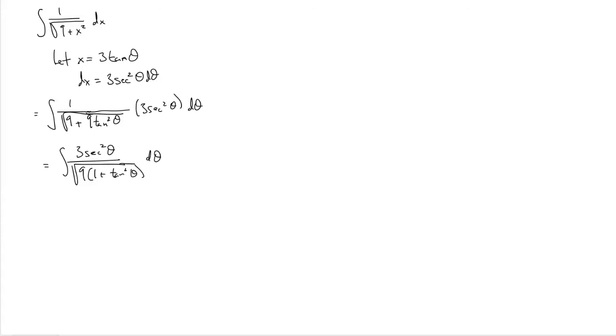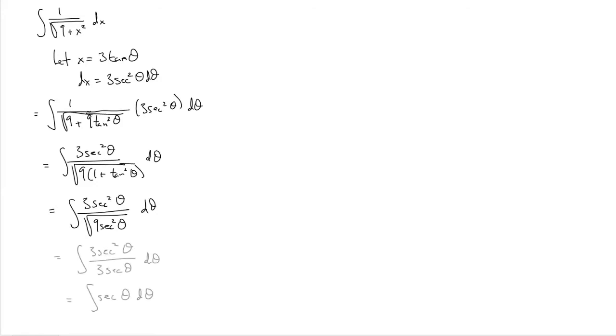And 1 plus the tangent squared theta, this is a trigonometric identity that we've seen a few times recently. 1 plus the tangent squared theta is just the secant squared theta, which leaves us with a perfect square under the radical in the denominator.